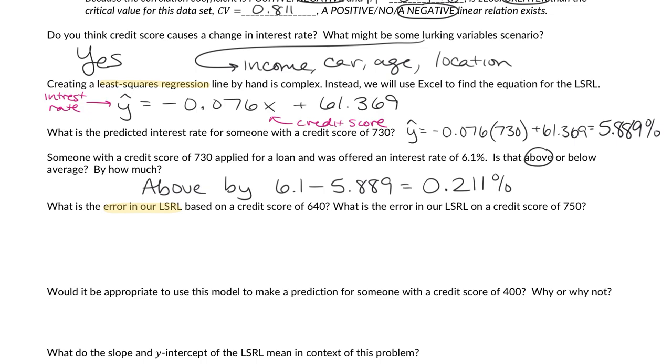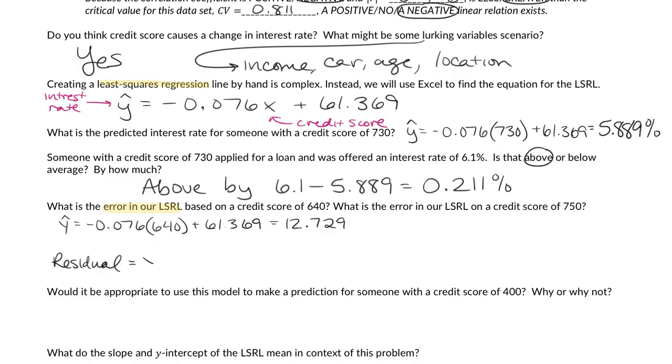We're finding the error in a least squared regression line based on a credit score of 640. Notice 640 is in my table. Look up at the table at the top of this paper. What is the interest rate for a 640 credit score? So we want to calculate, based on our least squared regression equation, what it would give me for 640 and see how far off it is. That's called a residual. So we're going to calculate y hat. Y hat is going to be equal to 0.076 times 640 plus 61.369. I'm going to trust that you can calculate that, it is 12.729.